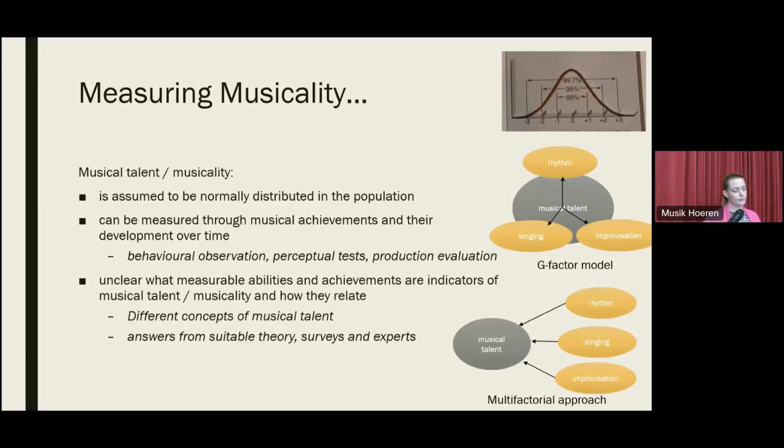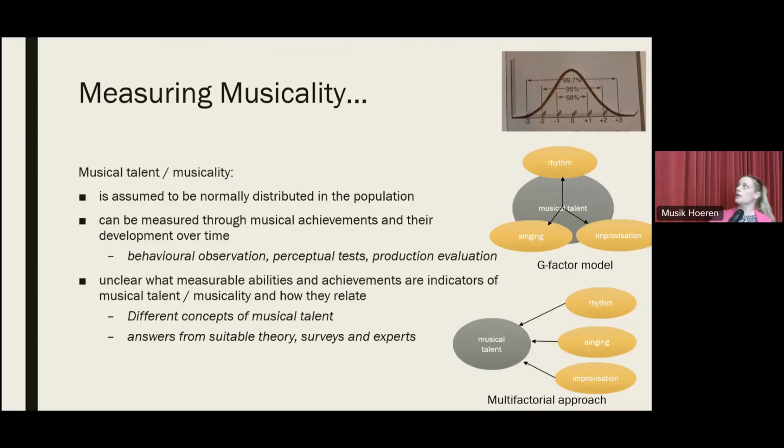Most people agree that musical talent or musicality is normally distributed in the population, and that it can be measured through musical achievements and musical development over time. So you can observe behavior, apply perceptual tests, or evaluate productions and then conclude how musical someone is. However, it is unclear what kind of measurable abilities or achievements really can be indicators for musical talent or musicality, and of course how they relate.